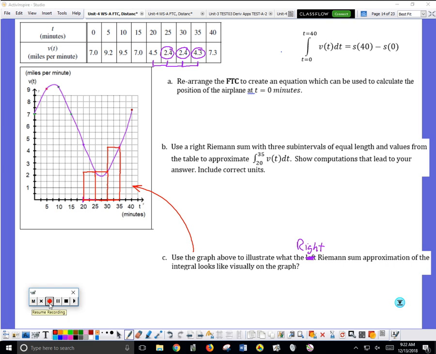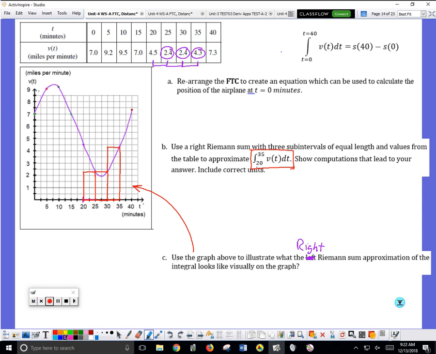Okay, remember this integral here. If we had computed that integral perfectly, instead of having these big wide rectangles, you'd have very narrow rectangles. Something like this.